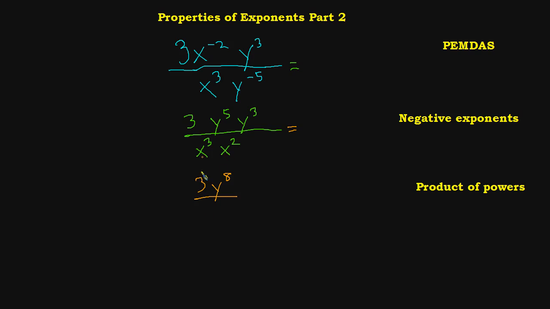x cubed times x squared, that's 3 x's and 2 more x's, so that's x to the 5th. And that should be it. That's pretty much how to simplify this particular big fraction with negative exponents.